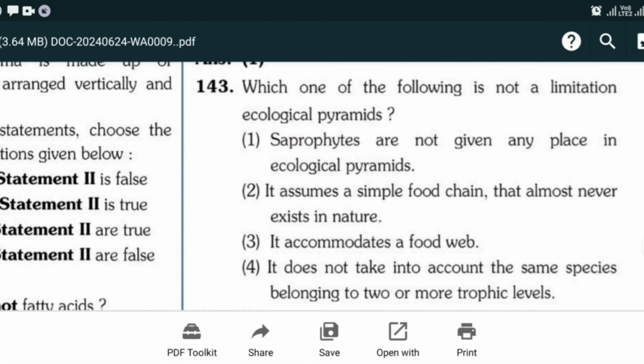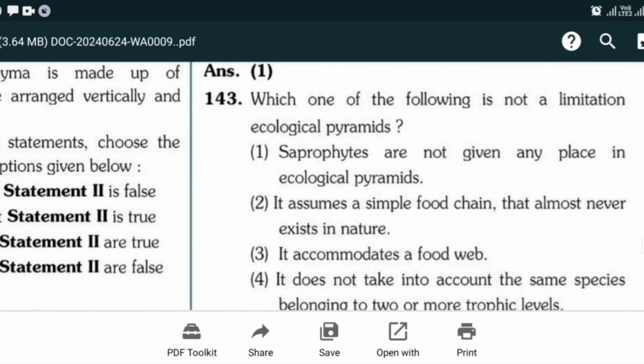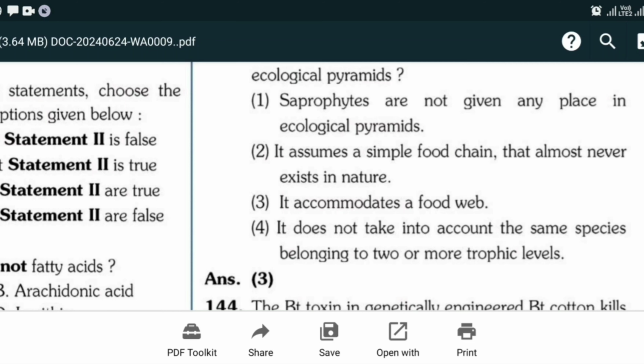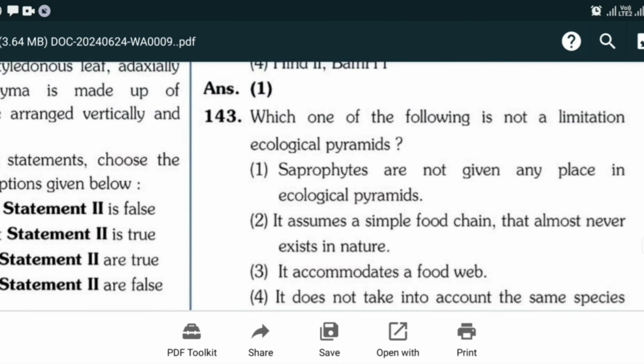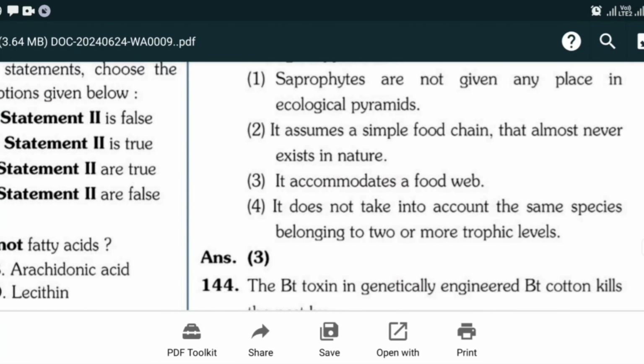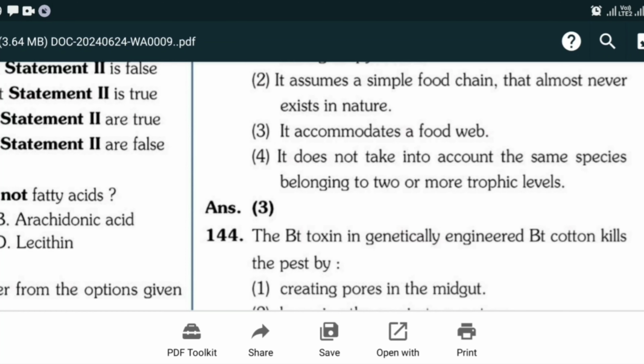Then, which one of the following is not a limitation of ecological pyramids? So which is not a limitation they are asking. Saprophytes are not given any place in ecological pyramids. So that is one of the limitations, because saprophytes are not included. Then it assumes a simple food chain that almost never exists in nature. So that is also one of the limitations. So it is a combination of all the food web. Then it accommodates a food web. So that is correct. It is not a limitation.